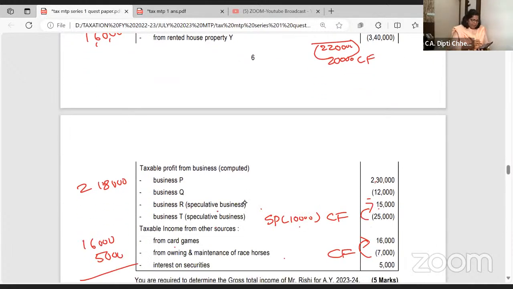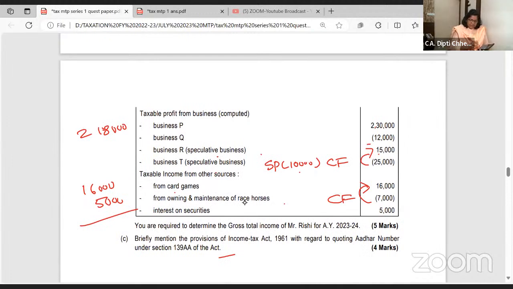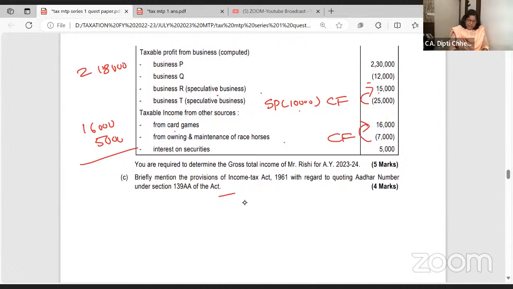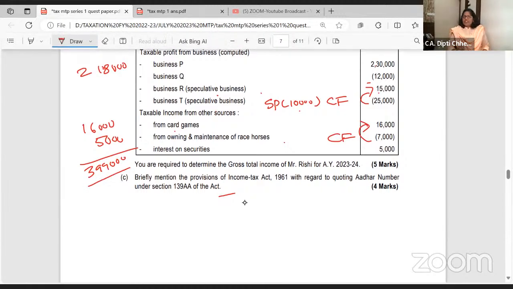Salary income 2,18,000, business income 16,000 or 5,000, 3 lakh. This many students, they did it correct, appreciated.